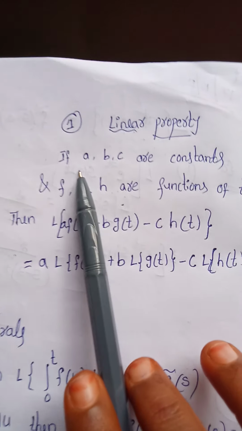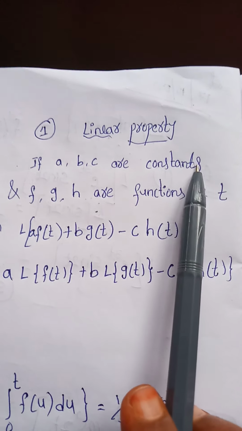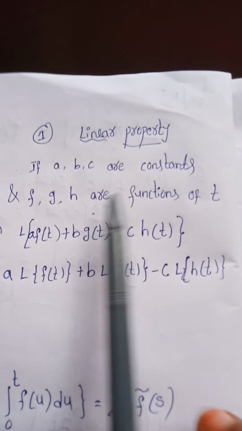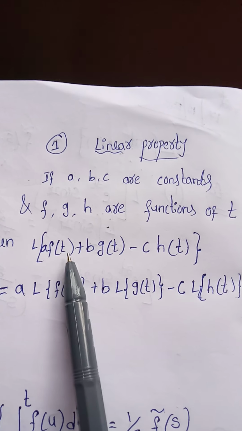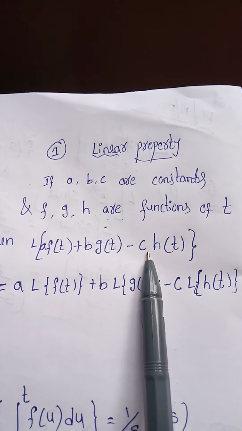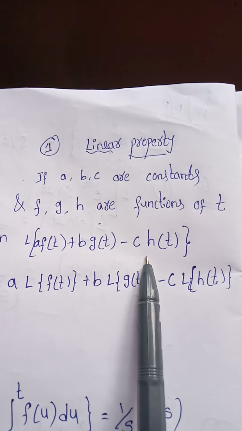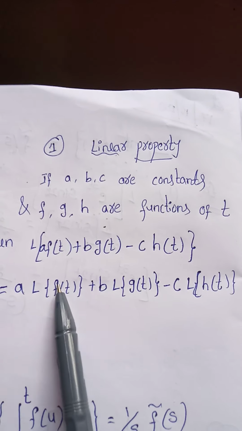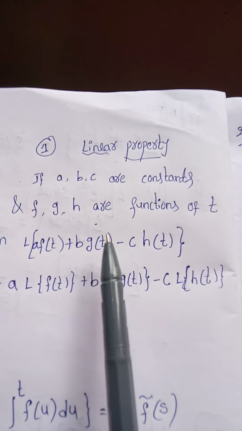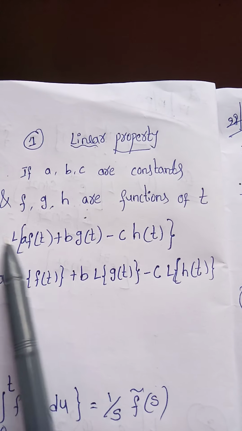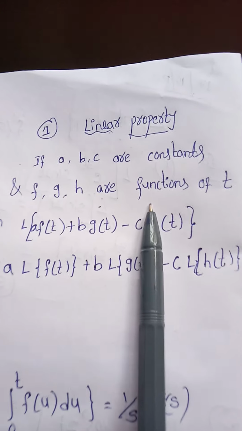Linear property means if A, B, C are constants and F, G, H are functions of T, then L of A into F of T plus B into G of T minus C into H of T, that is the Laplace transform of the total function, is equal to the individual Laplace transforms: A into L of F of T plus B into L of G of T minus C into L of H of T. This is the linear property of the Laplace transform.